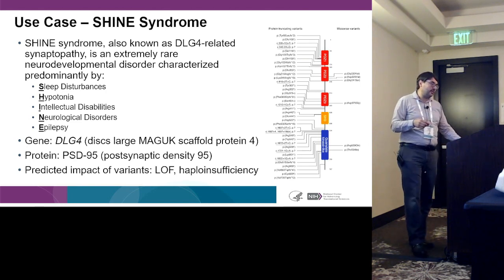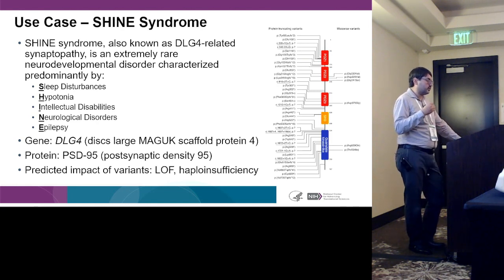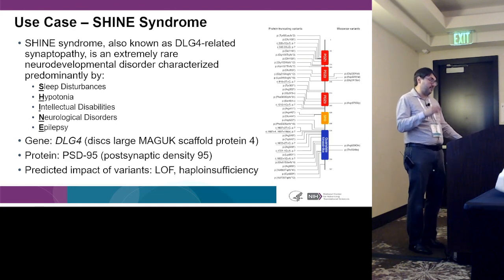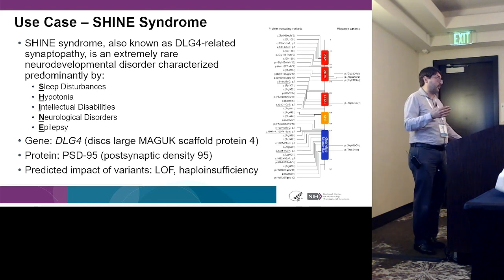The research team at PMI were asked by physicians working with Shine syndrome patients to look for potential treatments for this very rare syndrome. And because it's so rare, it actually is not found in some of the disease databases that we pulled data from. So they decided to look for potential treatments that may upregulate the DLG4 gene itself in order to compensate for the haploinsufficiency.